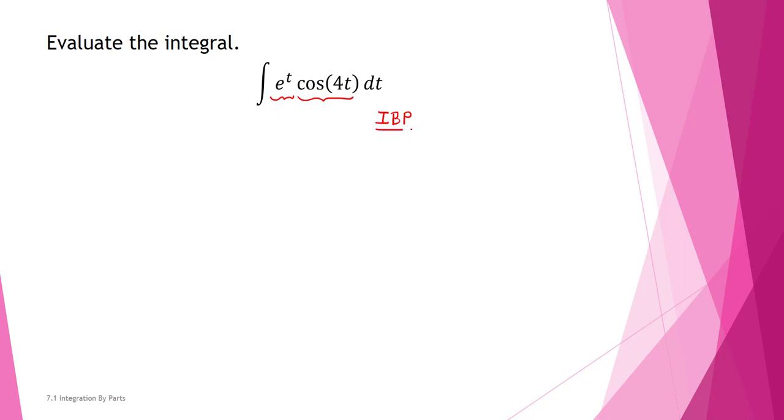When I choose my u here, I could choose either the e to the t or the cosine of 4t. I'm going to choose u equals cosine of 4t, but it would work perfectly fine if you did this the other way around. And then dv is going to be e to the t dt. Then the derivative du is negative 4 sine of 4t, and v is equal to e to the t. I forgot my dt right here.